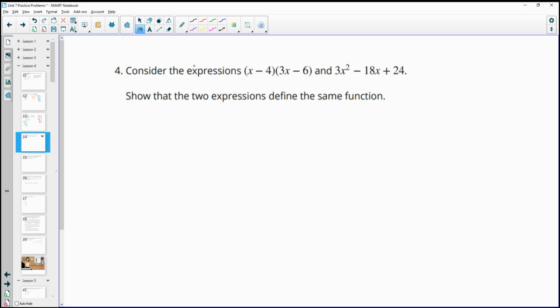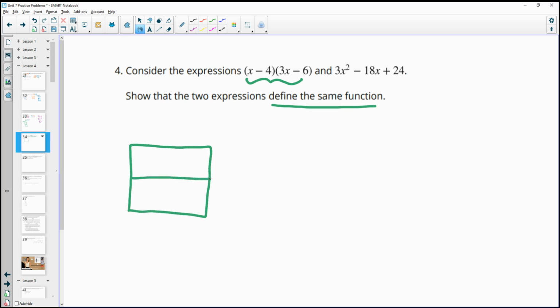Number 4, consider the expressions (x minus 4) times (3x minus 6) and 3x squared minus 18x plus 24. Show that the two expressions define the same function. So basically, we're going to multiply this out to show that it's the exact same terms as this. And so you can do this a couple of different ways. If you like to multiply using the area method, you could do this. And we've got two terms in each one, so we'll need a 2 by 2 box.